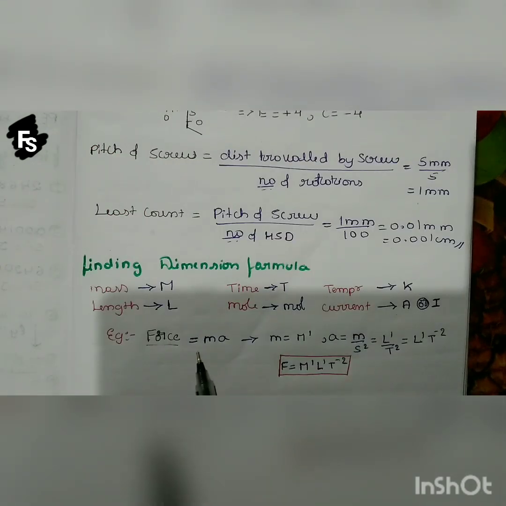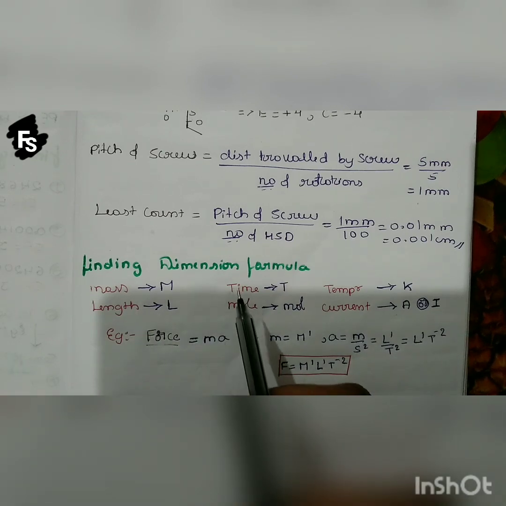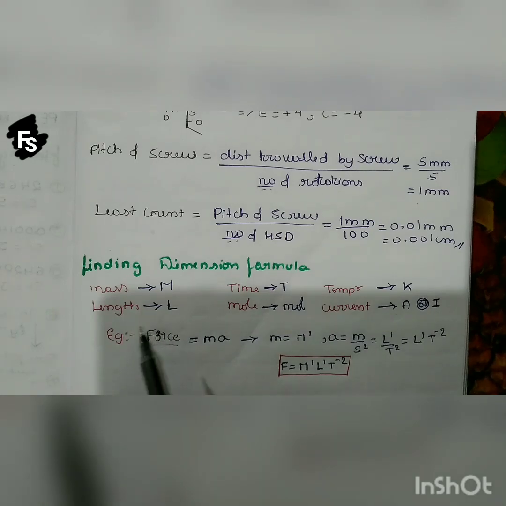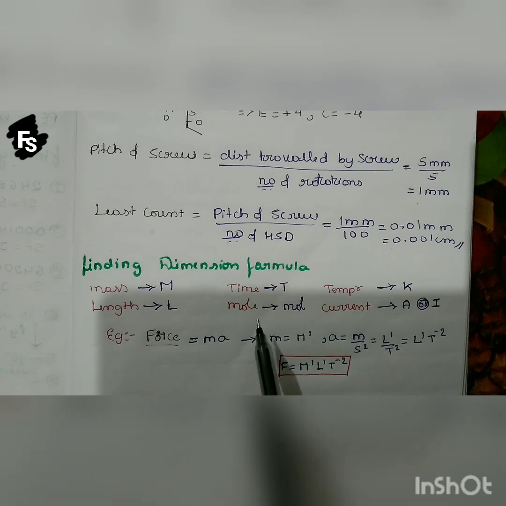Now let's move on to how to find dimension formula. We have to know some basic points about the dimension formula: mass is denoted by capital M, length is denoted by capital L, time is denoted by capital T, mole is denoted by mole, temperature is denoted by capital K, and the current is denoted by capital E or capital I.